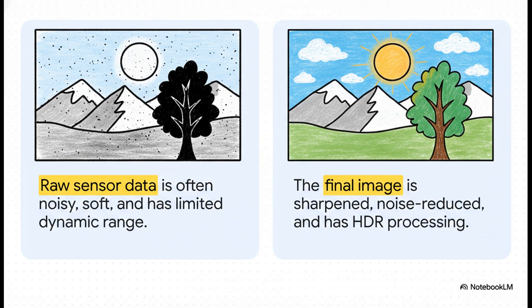On the left is kind of what the raw data from the sensor looks like. It's noisy, maybe a little soft, and it struggles to capture both the really bright parts of a scene and the really dark shadows. But on the right, that's the final image after the phone's processor has worked its magic. It's gotten rid of the noise, it's computationally sharpened details, and it's blended multiple exposures together to create a high dynamic range, or HDR, image, where you can see everything clearly.